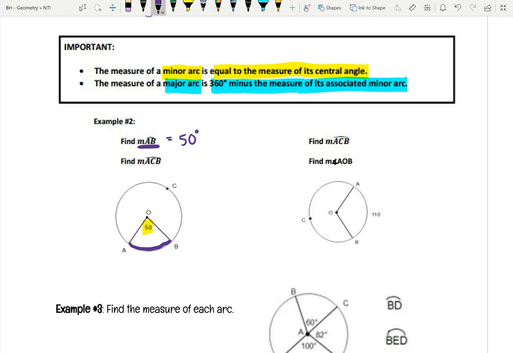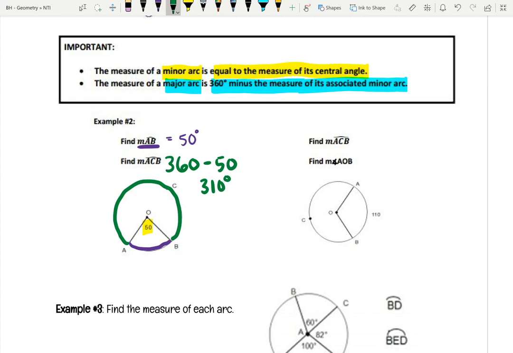Next it says to find the measure of arc ACB. We're going to start at A, go through C, and stop at B. That's arc ACB. To find that one, that's a major arc. We use 3 letters. It's 360, because that's the measure of the entire circle, minus this portion of the minor arc that we already found to be 50 degrees. So 360 minus 50 is 310 degrees.